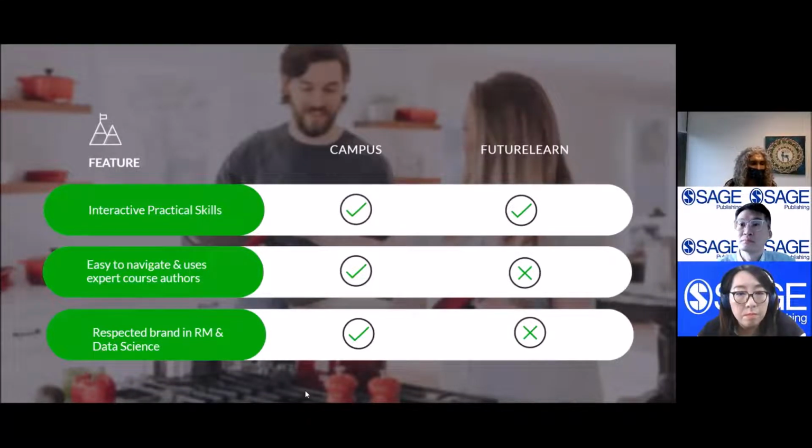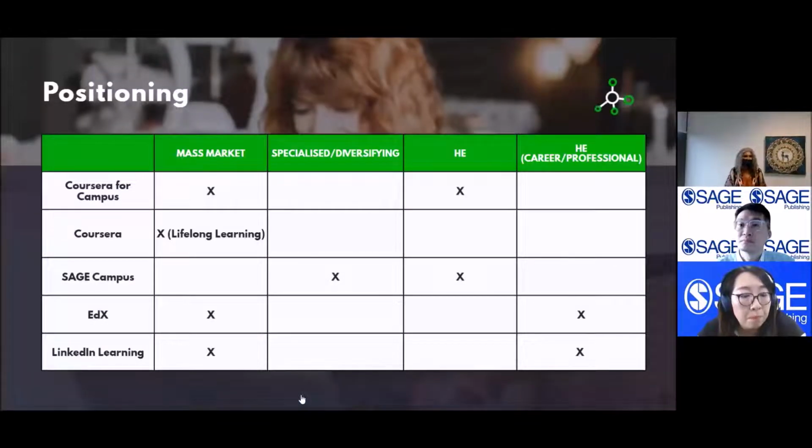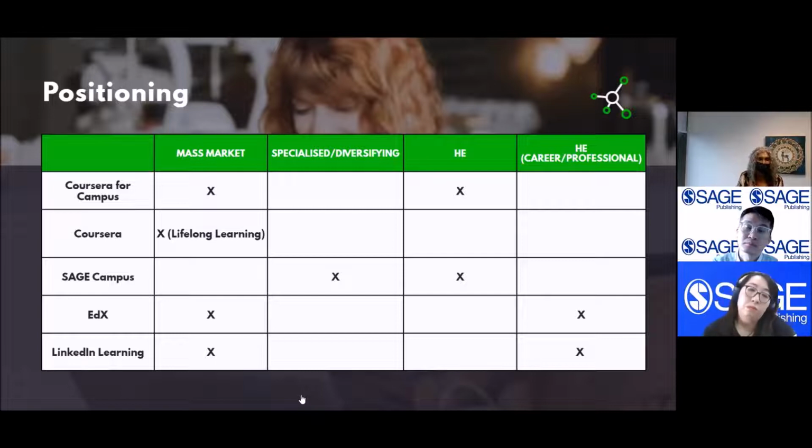So let's go for this one. Yeah. So this is very crucial for us to know where Sage Campus is positioned vis-a-vis what is available out there. So Coursera for campus is mass market, and yes, it's for higher education. So it is very broad. It doesn't have a specific focus like what we are having, because our goal is to take you nicely from data literacy, research skills, data science skills, all the way to publishing the journal article. That's what we are all about.